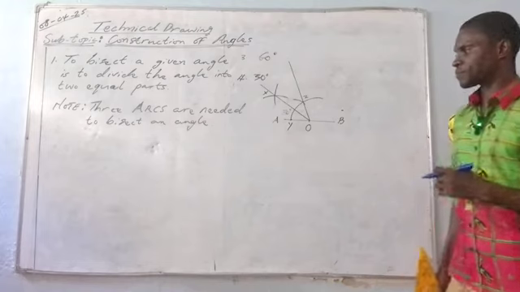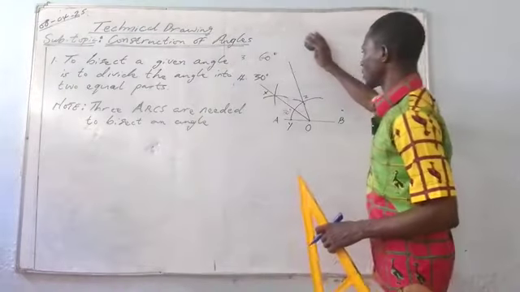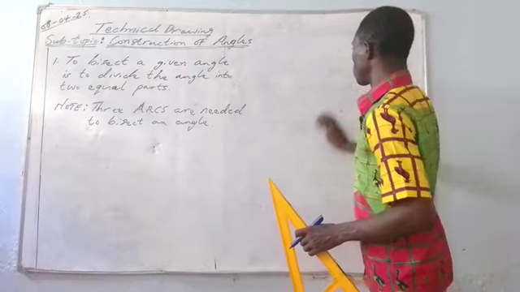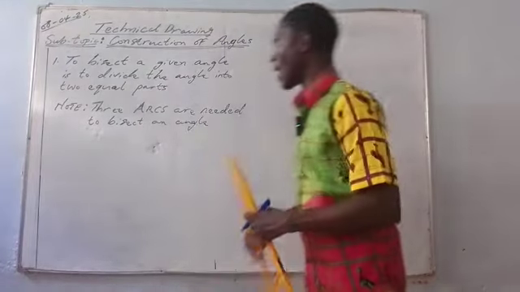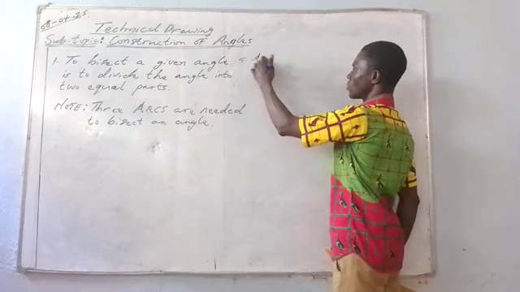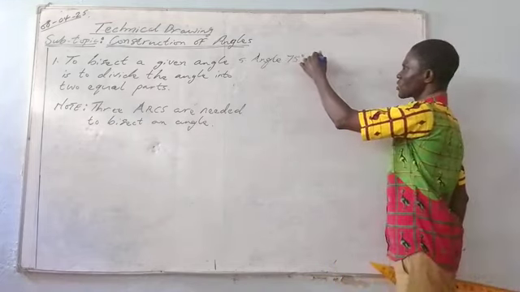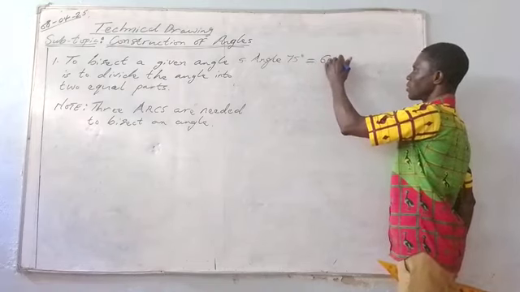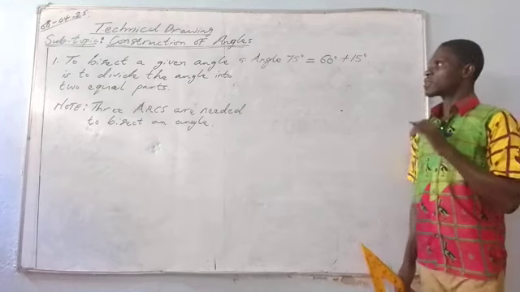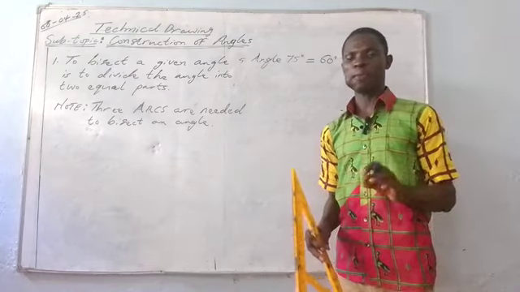Okay, so now let's move on and look at how you can construct angle 75 degrees with the use of a pair of compasses. Now, angle 75 degrees, this will be number 5. Angle 75 degrees will be equal to 60 degrees plus 15 degrees. So that's how we are going to get angle 75 degrees with the use of a pair of compasses.